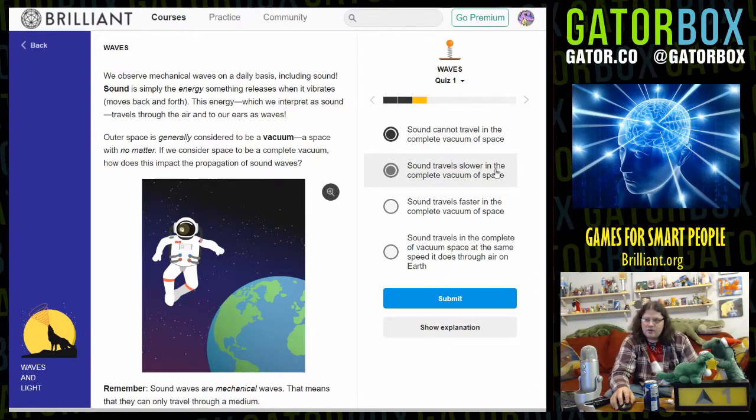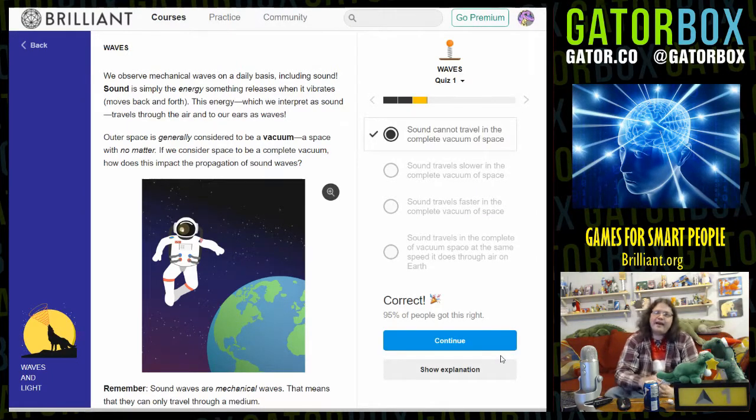It's not going to travel slower or faster because these two answers cancel each other out. That's my street smarts kicking in. I'm devoting no brain power to either of these answers. Or sound travels in the complete vacuum of space at the same speed it does through air on Earth, which doesn't make sense because the vacuum, it just said, is the absence of matter and air constitutes matter. So ergo, it ain't going to do anything in space. Now 95% of people got this right. How many of them got that right because they understand this on a fundamental level, or if they're just like, in space no one can hear you scream?